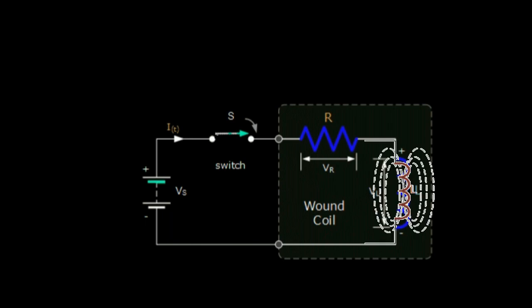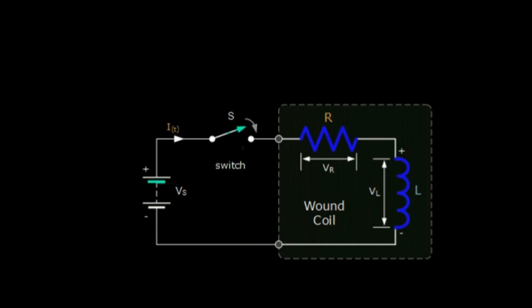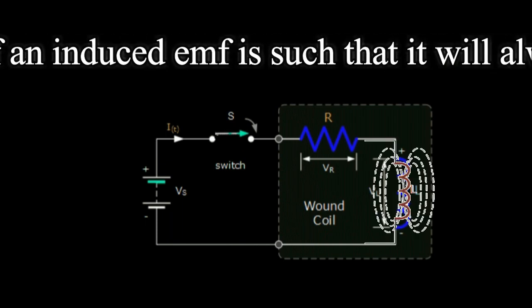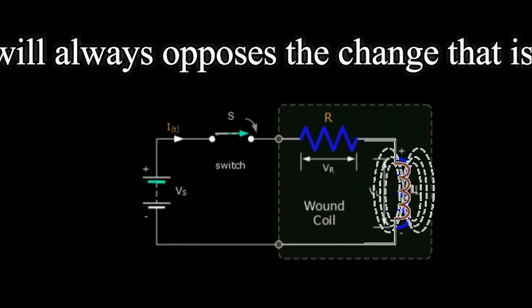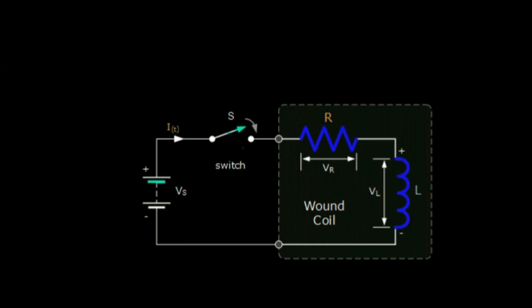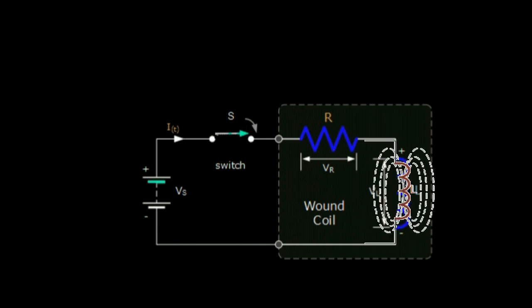How much induced voltage will be produced by the inductor depends upon the rate of current change. In our tutorial about electromagnetic induction, Lenz's law stated that the direction of an induced EMF is such that it will always oppose the change that is causing it. In other words, an induced EMF will always oppose the motion or change which started the induced EMF in the first place. So with a decreasing current the voltage polarity will be acting as a source, and with an increasing current the voltage polarity will be acting as a load.